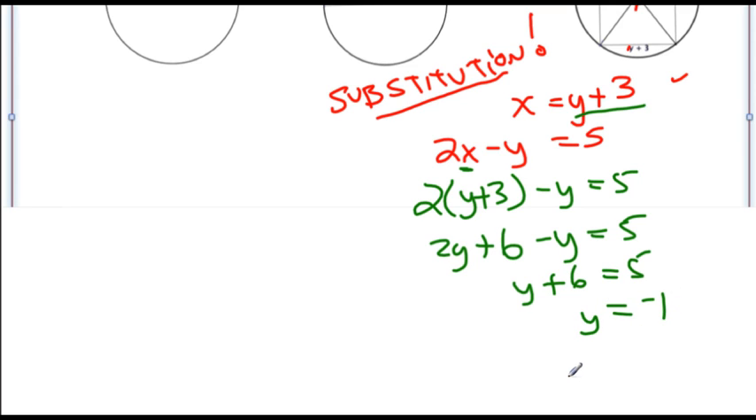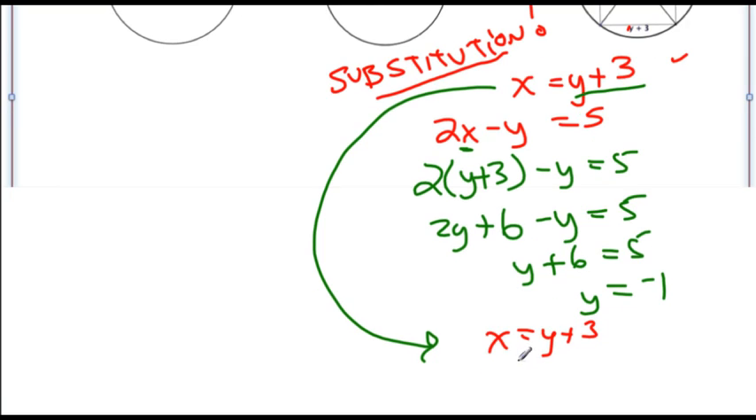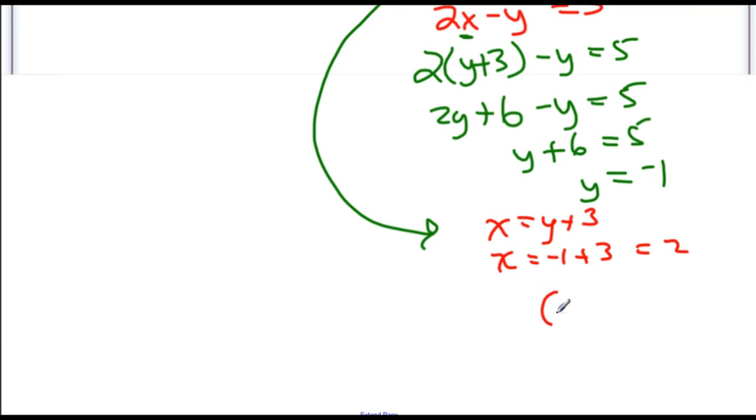y is negative 1. You then have to go back and plug in your y equals negative 1. You can pick either equation, but I like the first one because it looks more simple. So x equals y plus 3. We know that y is negative 1, so x equals negative 1 plus 3, which is 2. So our answer, the solution of the system, is (2, negative 1).